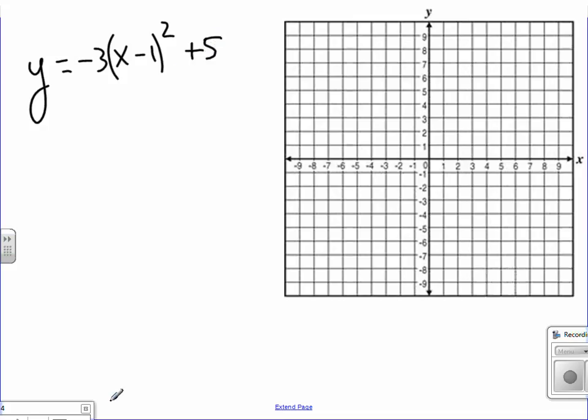Okay. In class, I showed you guys 3 steps to graph these quadratics. And it doesn't matter if they're in vertex form, like we have in this one. This is in vertex form. Or if it's in standard form, the steps are going to be the same. The first step is to find what the vertex is.